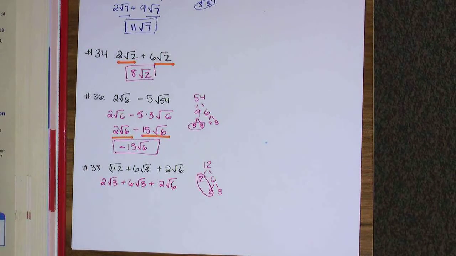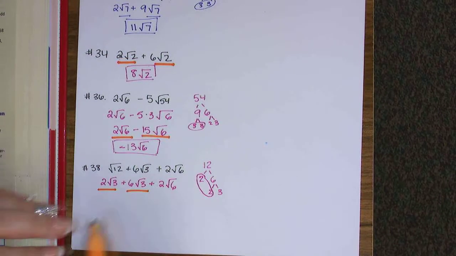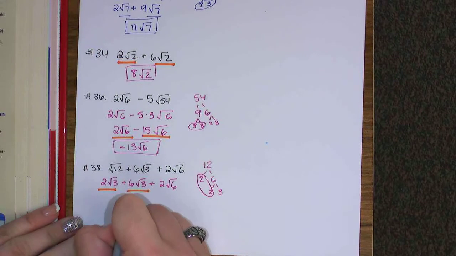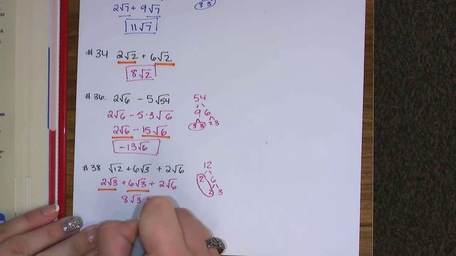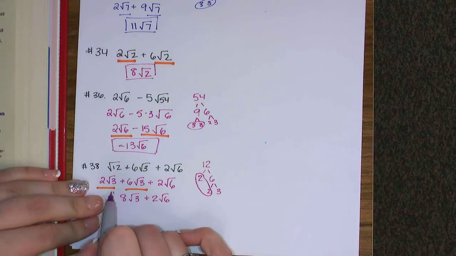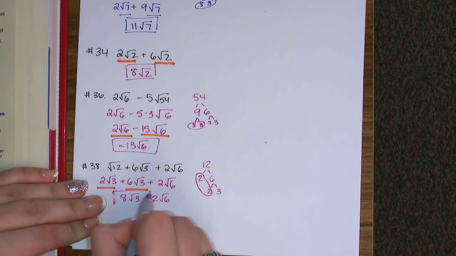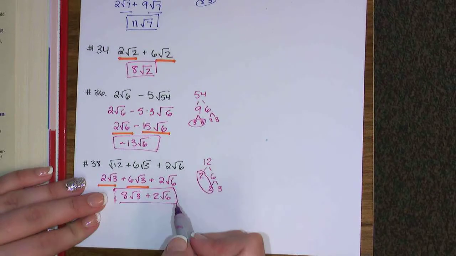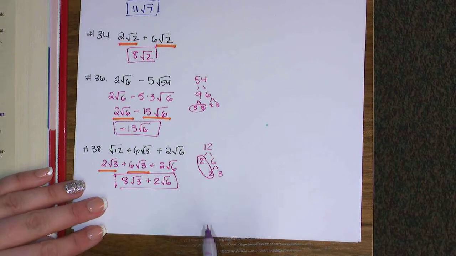So now, combining like terms, these are my like terms, because that one's different, it's the square root of 6. So 2 plus 6 is 8, so 8 square root of 3 plus 2 square root of 6 would be the answer for this one. So this one ends up still being in 2 pieces, but we can't combine them because the square root of 3 and square root of 6 are not like terms.